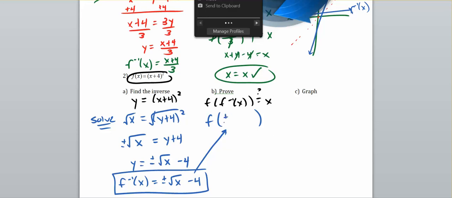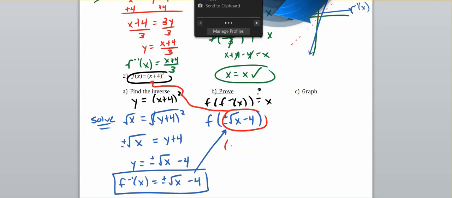Plus and minus root x minus 4. All right, that was my inverse function. I work from inside out for my composition, so I'm writing down my inverse. Now I'm going to take my inverse and plug that in any place I see an x into my original function. So f of x means I'm going to take my original function and plug it in there.